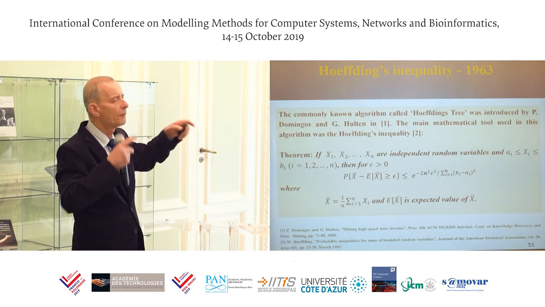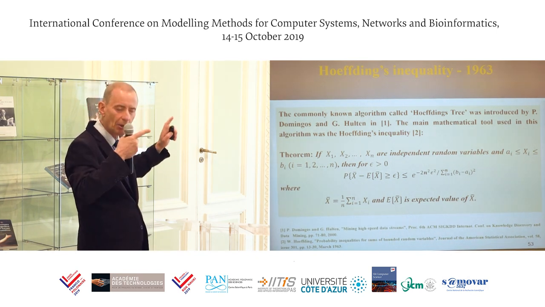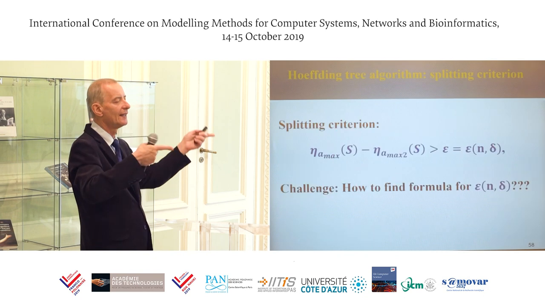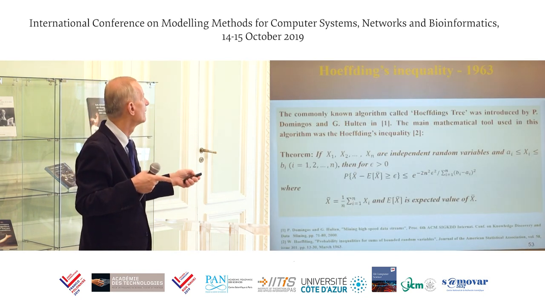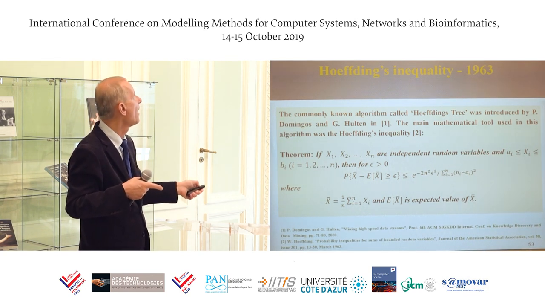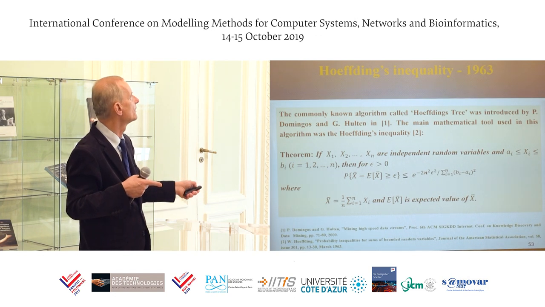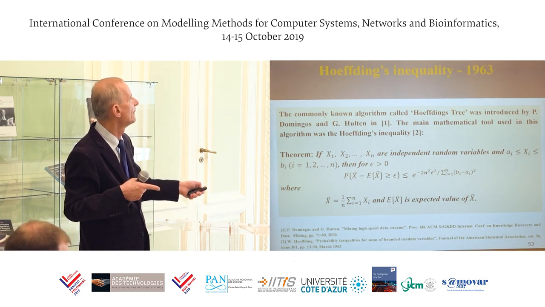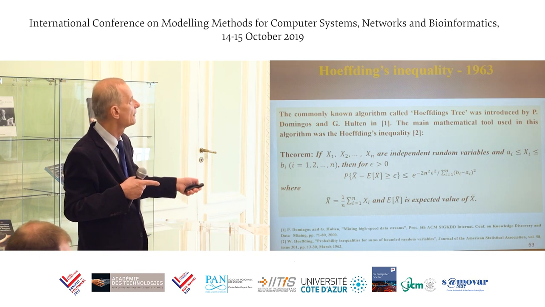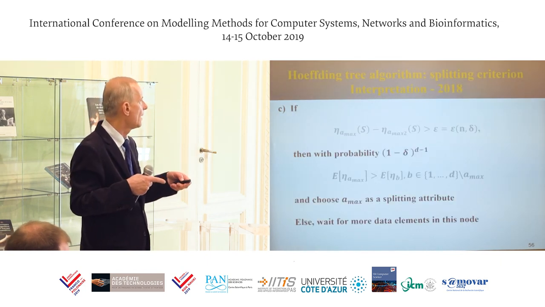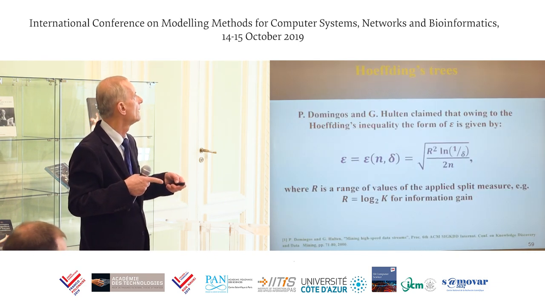Domingos and Hulten, to solve the problem of adapting traditional decision trees to big data, took the tool called the Hoeffding inequality. That is from statistics. It speaks about the probability of deviation of the empirical mean from the expectation of this mean. This result is well known in mathematical statistics. They took this theorem and presented a very elegant, very nice result.